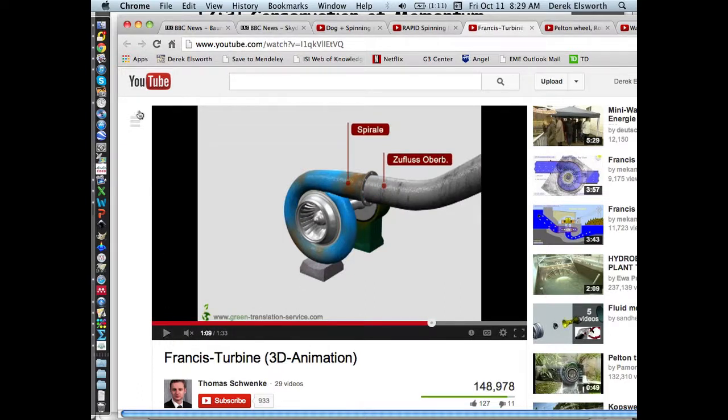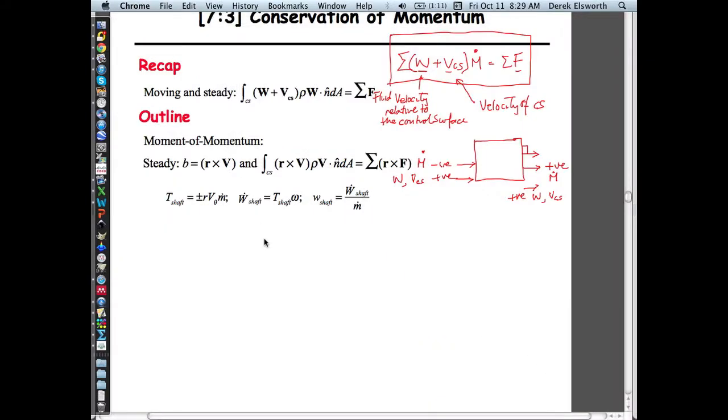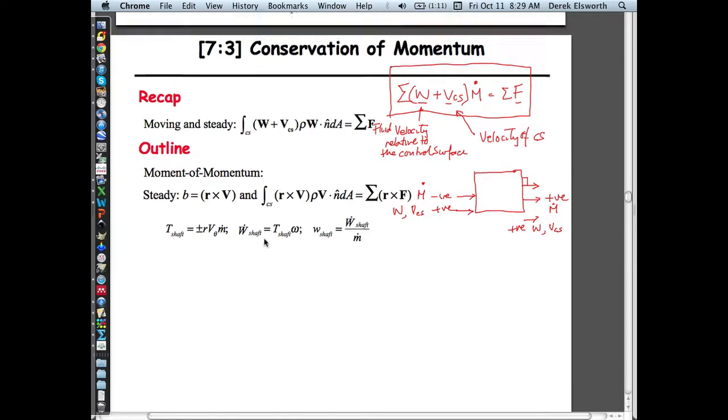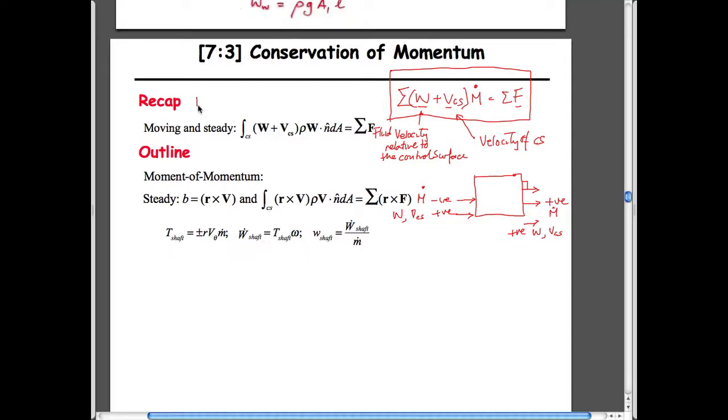Okay? So let's talk about what we need to understand to be able to do that. And it's really pretty straightforward. You'll recall that when we talked about conservation of momentum, what we should have said is that what we were dealing with was conservation of linear momentum.